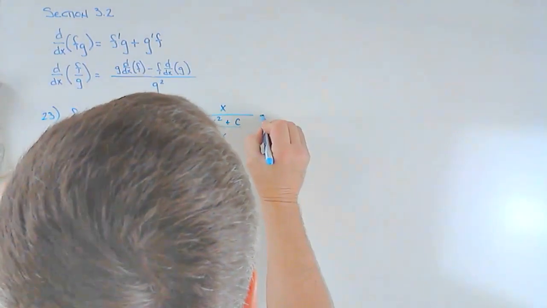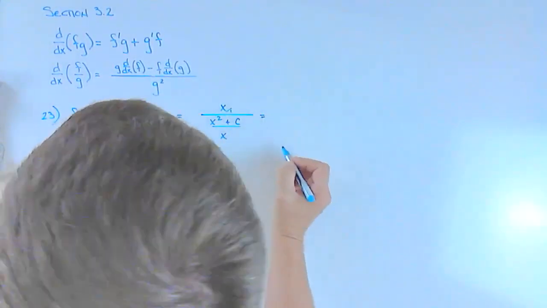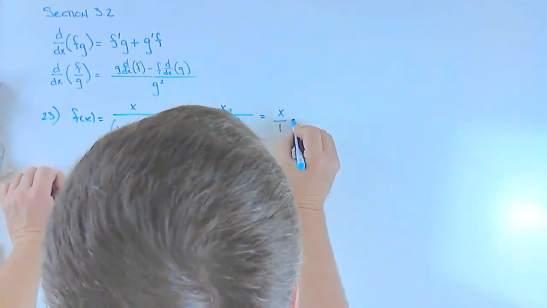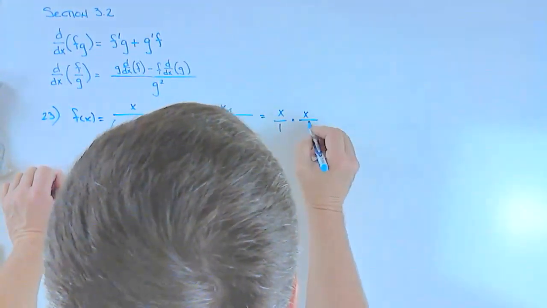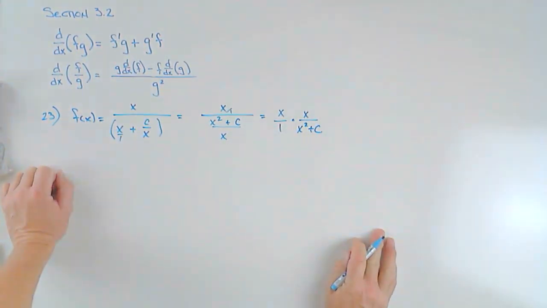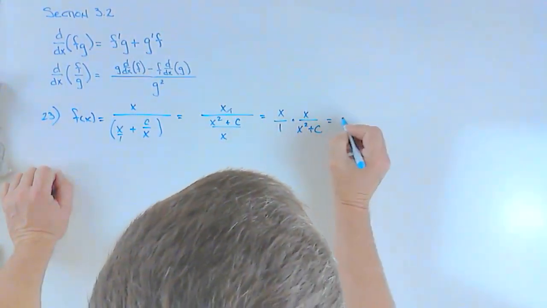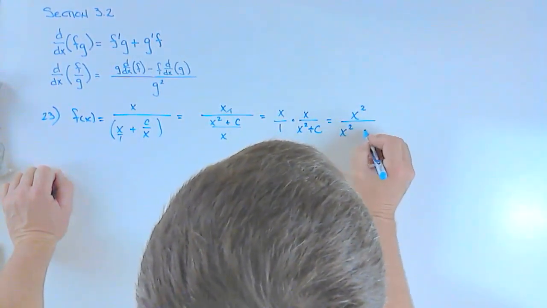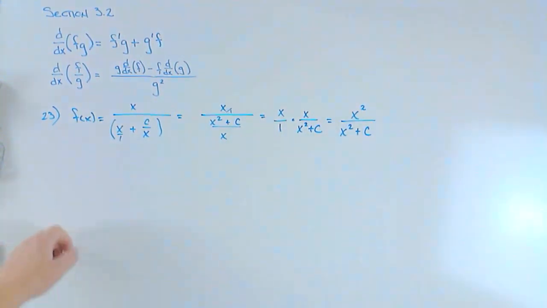But now, of course, we can rewrite this. This is x over 1. So we can write this as the product of the numerator times the reciprocal of the denominator. That's how we divide fractions. And that leaves us x squared divided by x squared plus c. So we had to do a little bit of algebra at the beginning to get our fraction in the form of something we could actually take the derivative of.